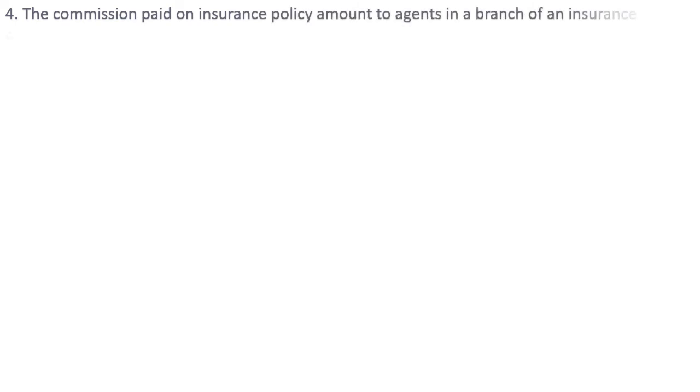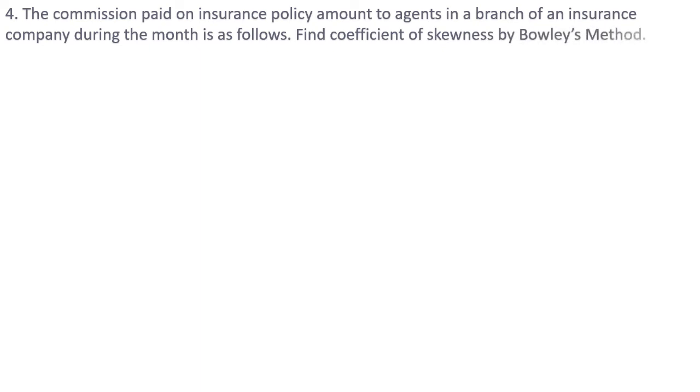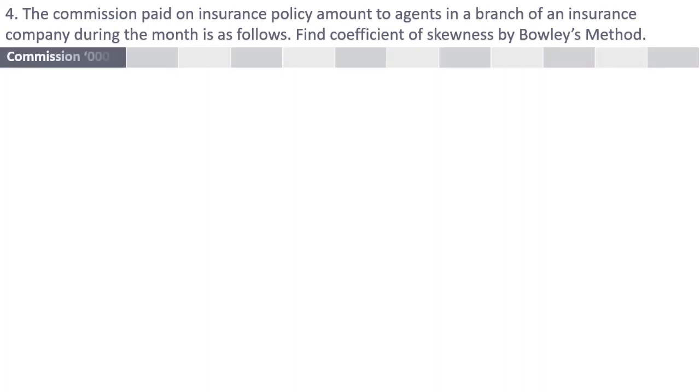Let's move on to the last sum of the exercise and the chapter also, because this is going to be the last tutorial of this chapter. The commission paid on insurance policy amount to agents in a branch of an insurance company during the month is as follows. Find the coefficient of skewness by Bowley's method. Okay, commission in 1000 rupees: 10 to 12, 12 to 14, 14 to 16, 16 to 18, 18 to 20, 20 to 22, 22 to 24, 24 to 26, 26 to 28, and 28 to 30, and then finally total.